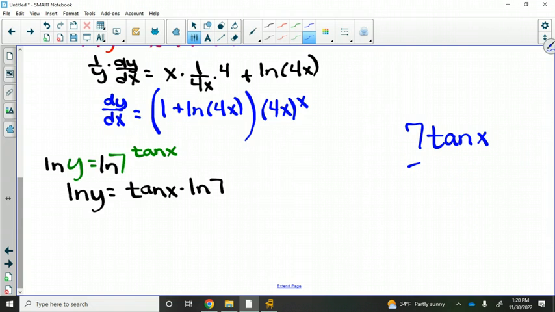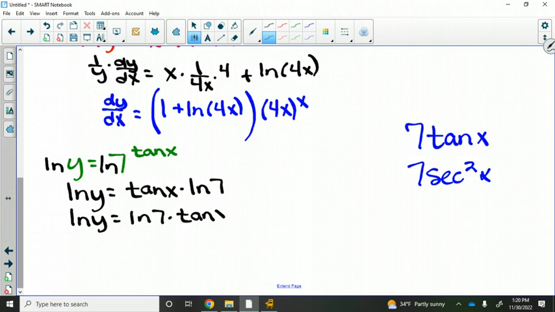Okay, so back to 7 tangent x. We would keep the 7, derive tangent of x. So now we have to remember, what's the derivative of tangent of x? Secant squared. Okay, so now with that, I'm going to write it another way so it's easier to see. I can flip the order. This is technically a constant, even though it's weird. So I can have the constant tag along times the derivative of tangent. What that does is it gets us out of a product rule. And then this side is just 1 over y dy dx.